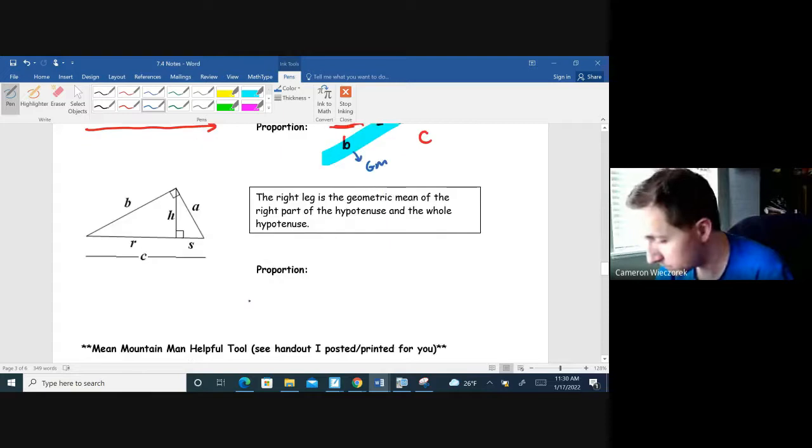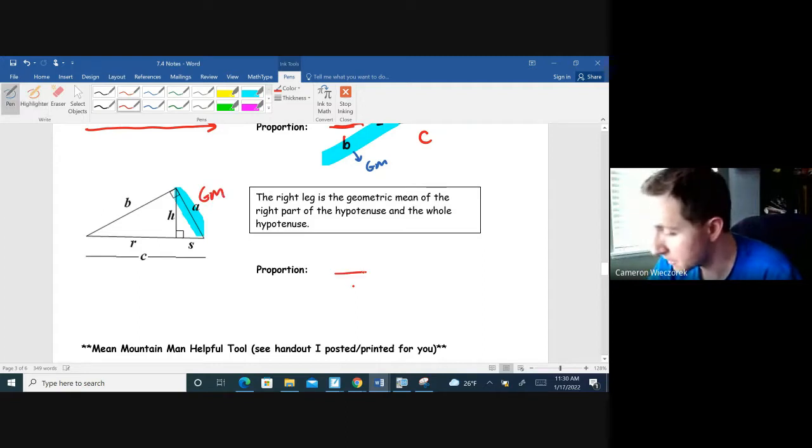Third case, very similar to case number 2, is if we make the right leg the geometric mean. So in this case, that would be A. So now A has to go in the bottom left and top right. If I'm at the bottom here, my geometric mean A is going to be the geometric mean of the little shadow right underneath it on the ground, which would be S.